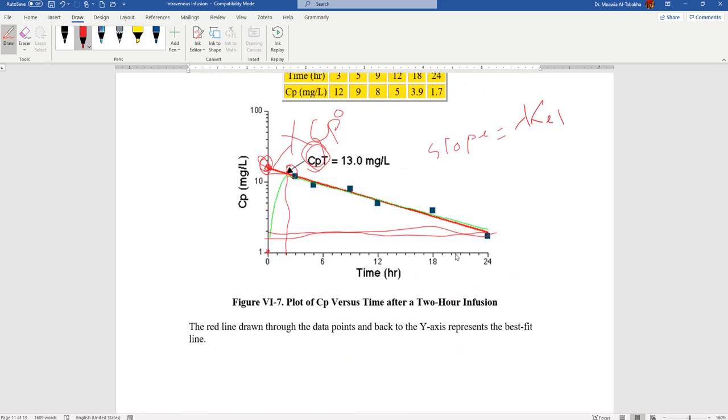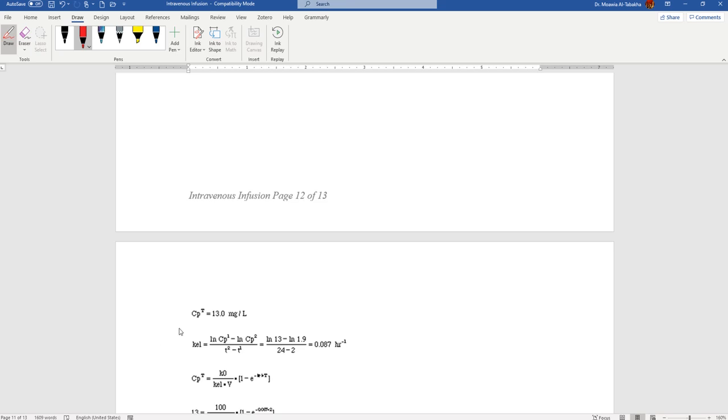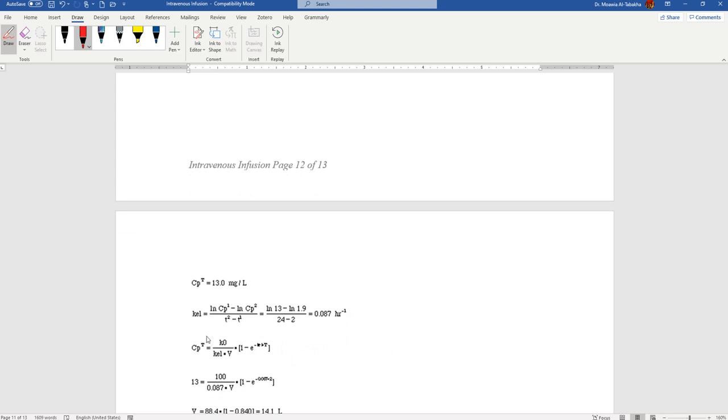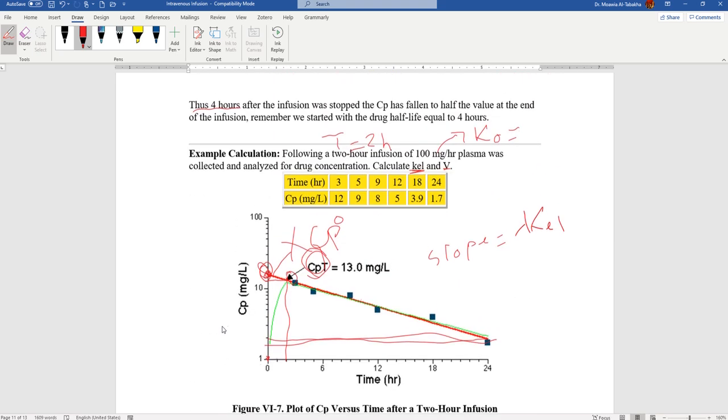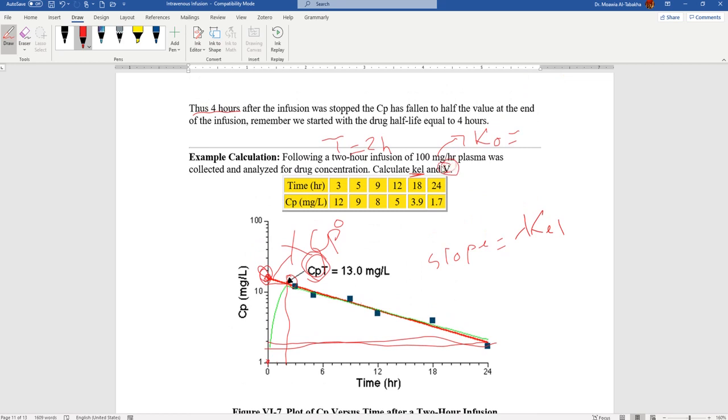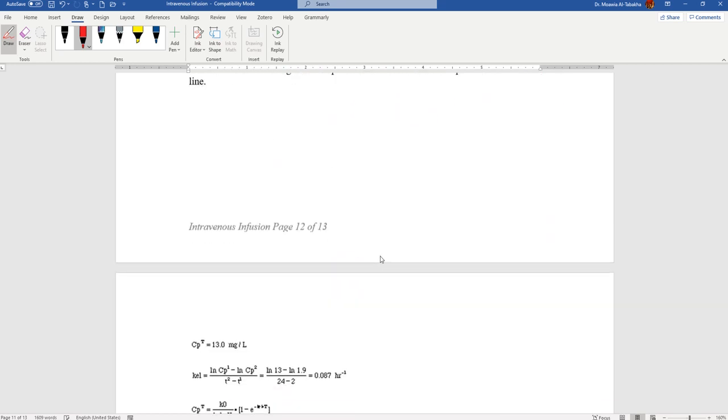Okay, so let's see how they did it. This is CPT capital. Here they calculated KL. After that you need V now, because he's asking about V as well. How can you calculate V?